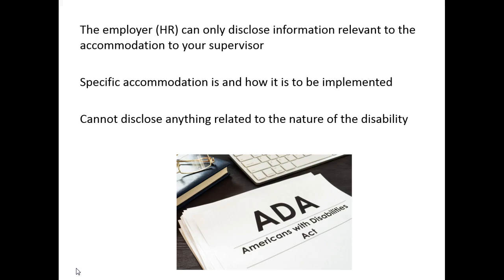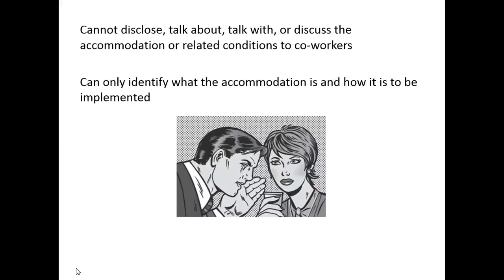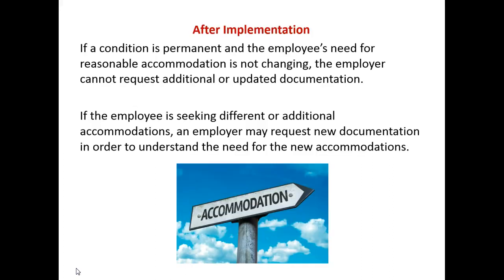HR cannot disclose anything related to the nature of the disability. And under no circumstance can HR or your supervisor disclose, talk with, or discuss the accommodation or related conditions to coworkers, other than to identify what the accommodation is and how it is to be implemented. This is even true if the accommodation is self-evident. To do otherwise is in violation of the federal law under the ADA.